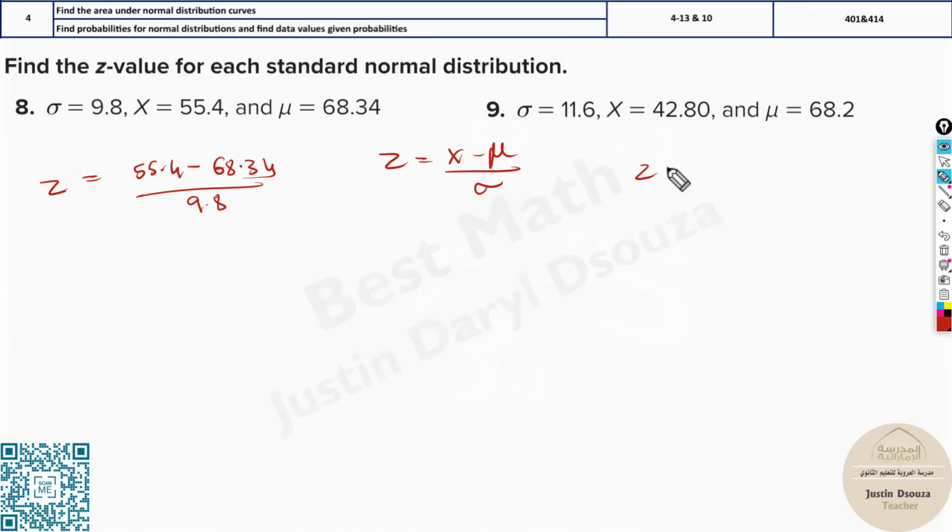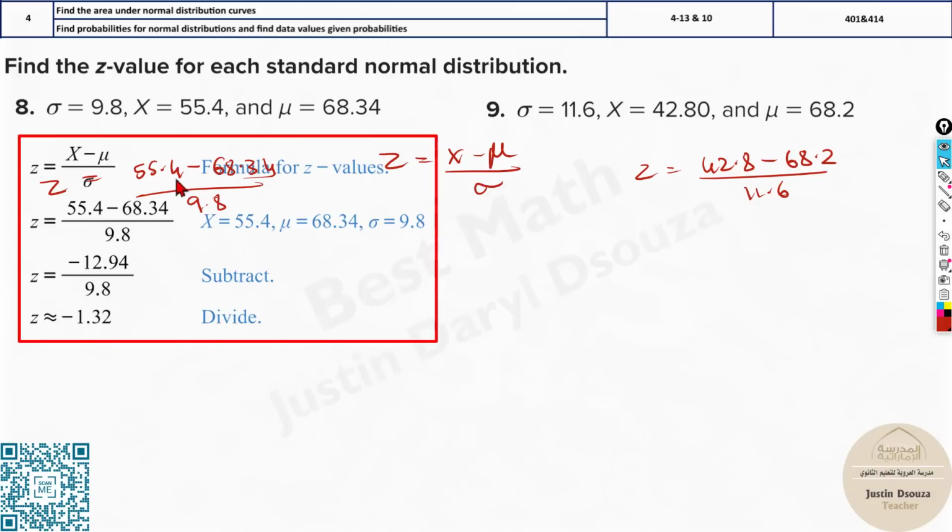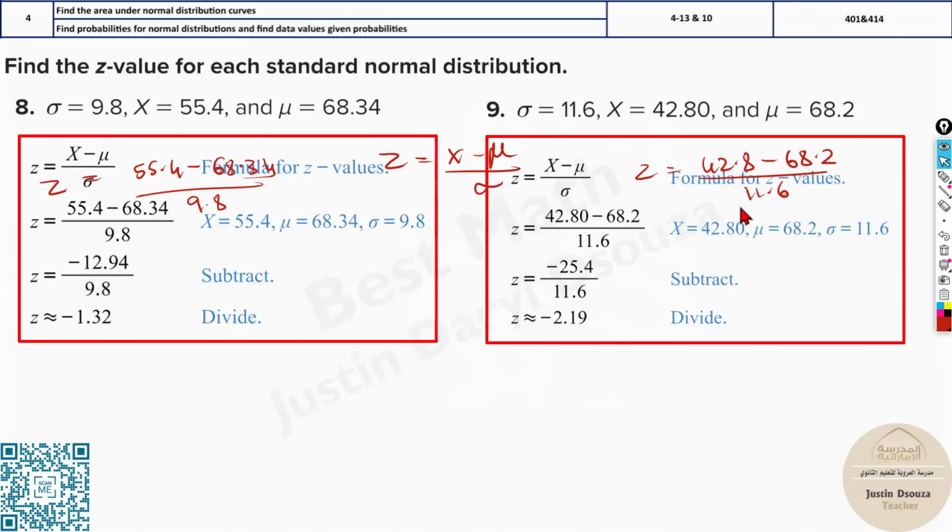Here, the z value will be equal to 42.8 minus 68.2 divided by 11.6. That's it. You just put these in the calculator and you get the answers. You can see over here, you don't need to do so much substitution. Directly after the formula, substitute, answer, only 3 steps. Even over here, the same substitution, directly the answer.